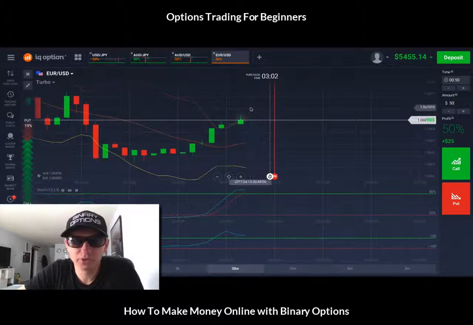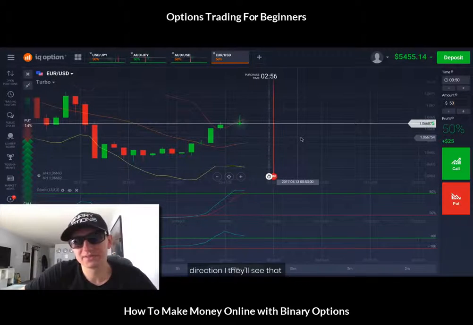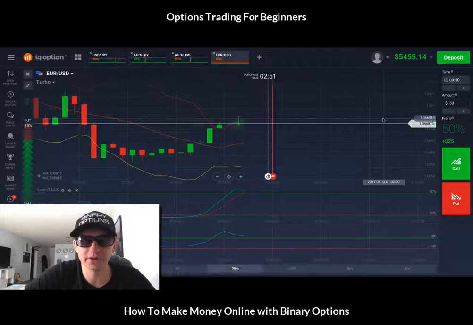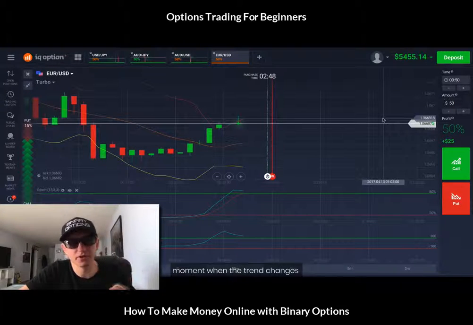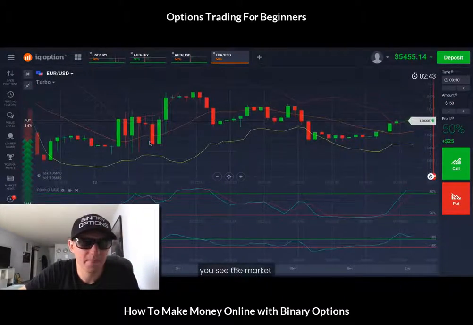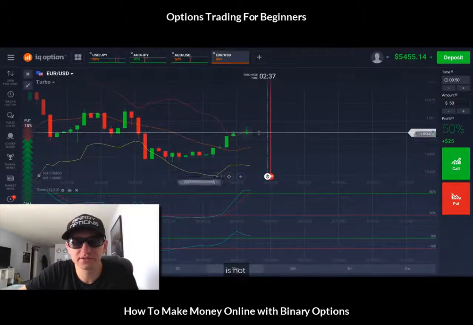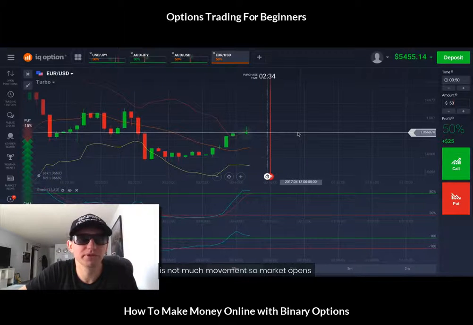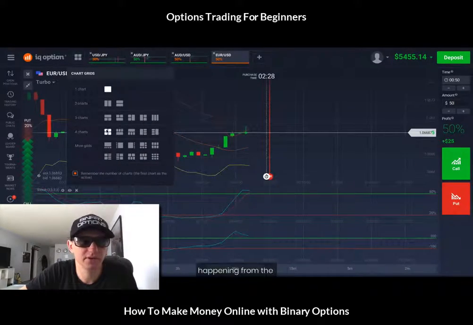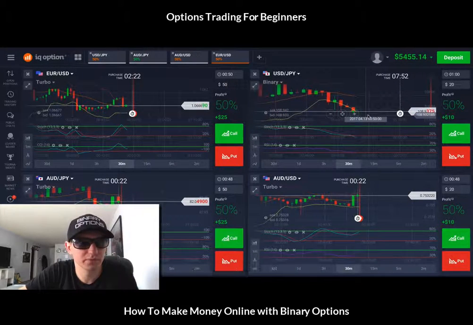And I'm just waiting for this small trend to change its direction. I still see that it tends to go up, but I need to wait until that moment when the trend changes the direction and starts going down again. You see, the market conditions were pretty decent before, but right now there is not much movement, so the market isn't really helpful. Let's see what's happening on the other currency pairs. Okay, this one might be good.